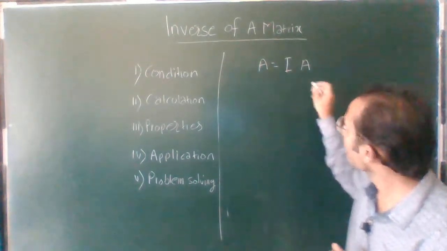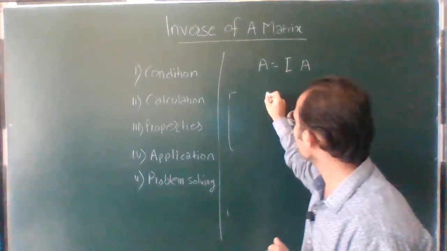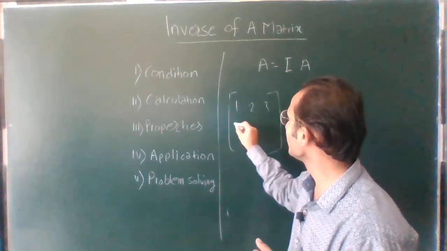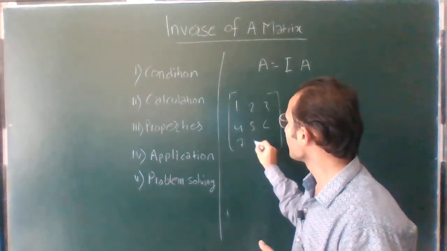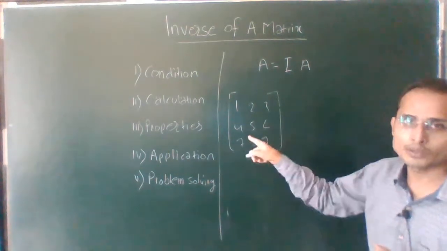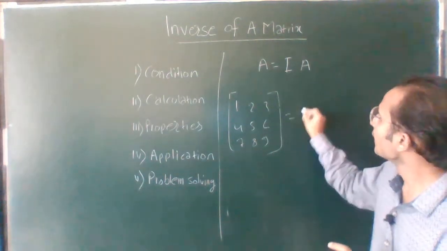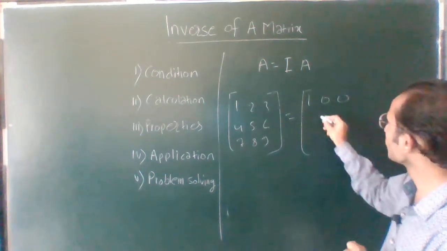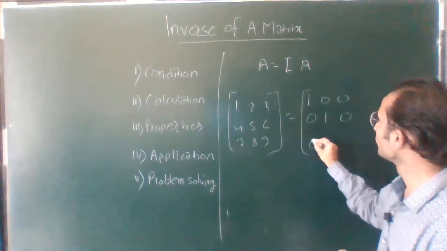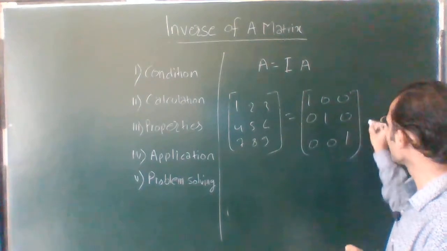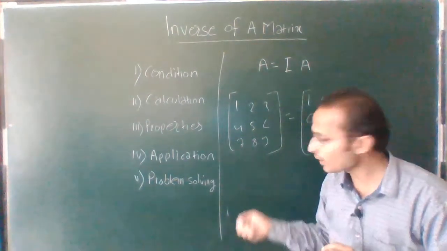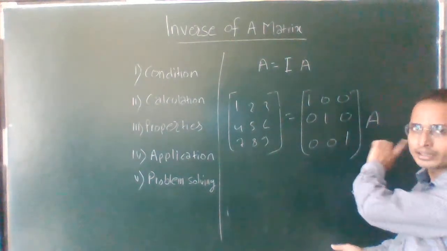So we have to write any matrix A. Like if you have to calculate the inverse of the matrix 1, 2, 3, 4, 5, 6, 7, 8, 9, we will write 1, 2, 3, 4, 5, 6, 7, 8, 9 here. Next, we write the identity matrix of the same order as this matrix: 1, 0, 0, 0, 1, 0, 0, 0, 1. We do not have to write A in matrix form again; we just write it here.